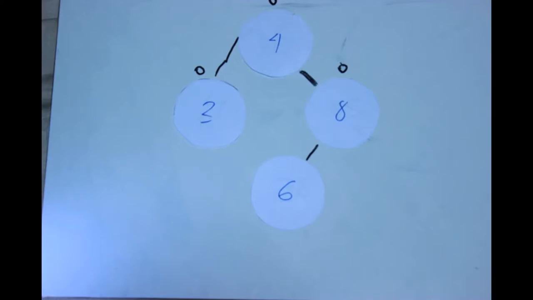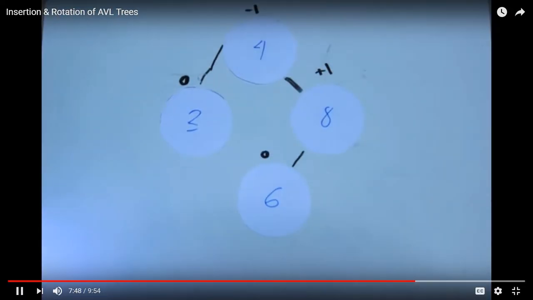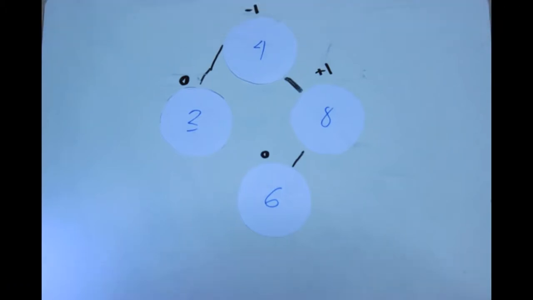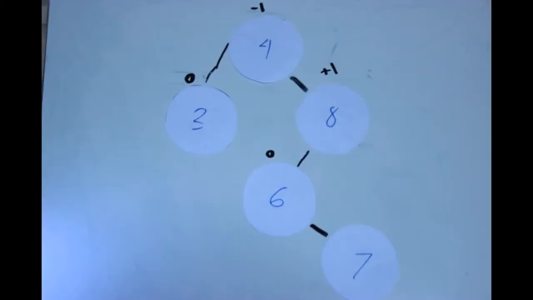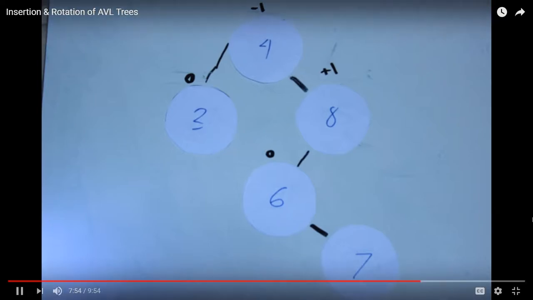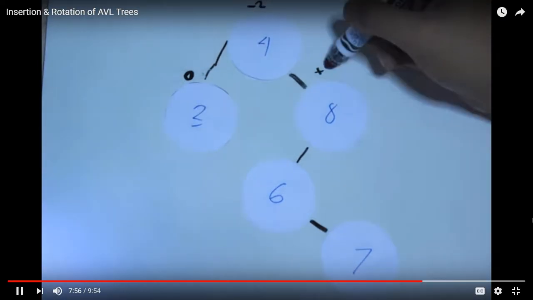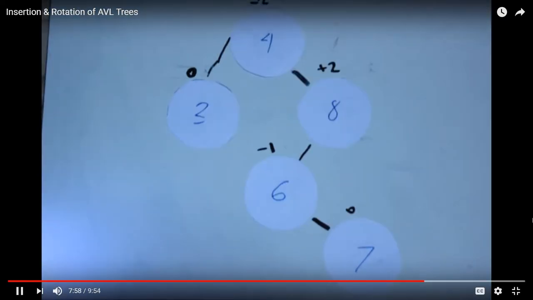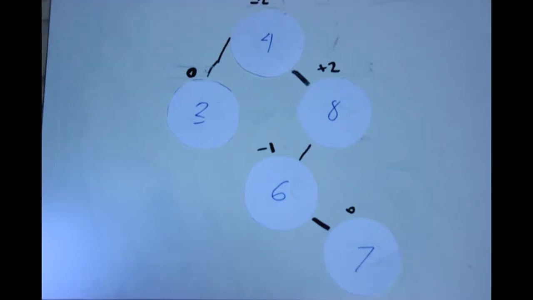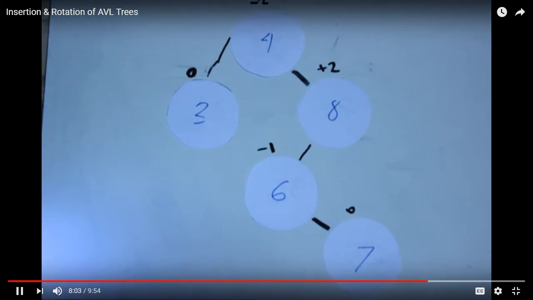Again, we check the balance factors, but this time everything is still balanced. So we move on to the next node. We insert 7 by putting it on the right subtree of node 6. Let's check the balance factors. 4 has a balance factor of -2, 8 has a balance factor of +2, 6 has a balance factor of -1, and 7 has a factor of 0.